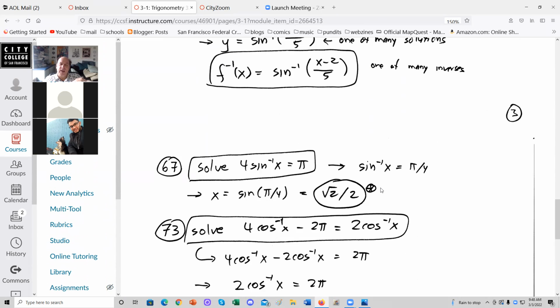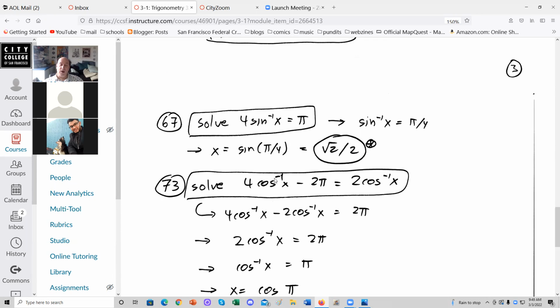Solve for 4 arcsine x equals pi. All right. Okay, here we divide both sides by 4. Arcsine x equals pi over 4. Here we can take sine of both sides and unambiguously get x on the left side. On the right side is sine of pi over 4, that's sine of 45 degrees. And again, by the standard right triangle, that's root 2 over 2.